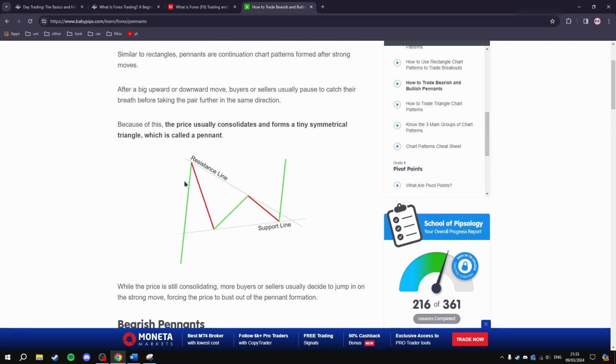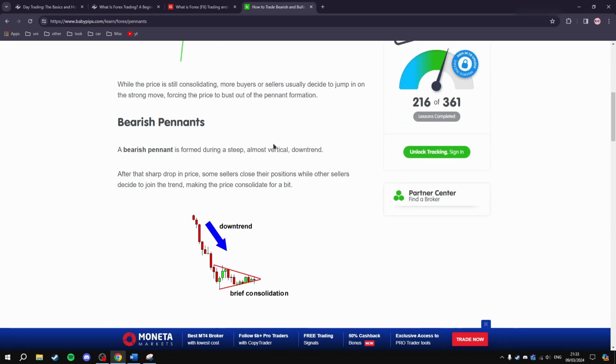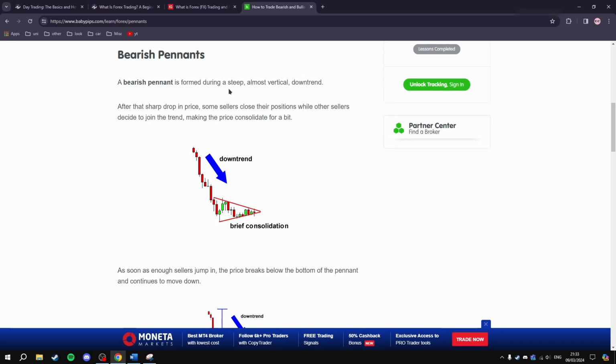So after a big upward move, buyers or sellers usually pause to catch their breath before taking the pair further in the same direction. Because of this, the price usually consolidates, so down, up, down. More buyers or sellers usually jump in on the strong move, forcing the price to burst out of the pennant formation. Right, okay. Bearish pennants. A bearish pennant is formed during a steep, almost vertical downtrend.